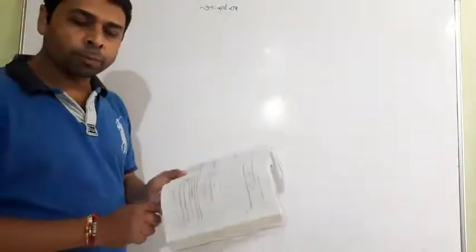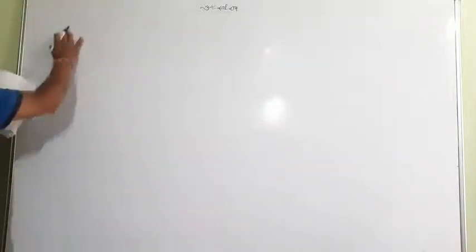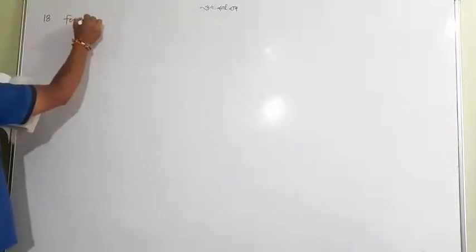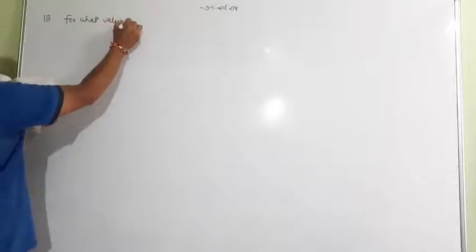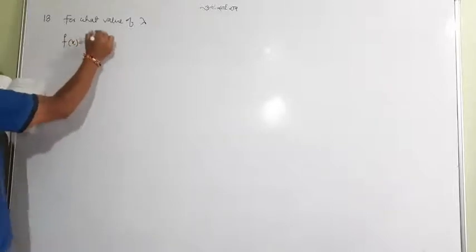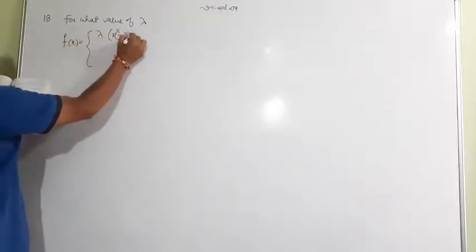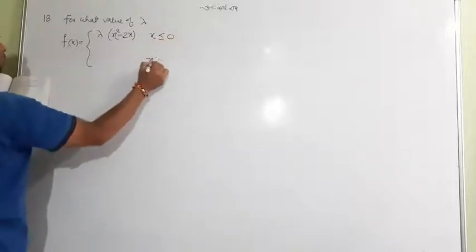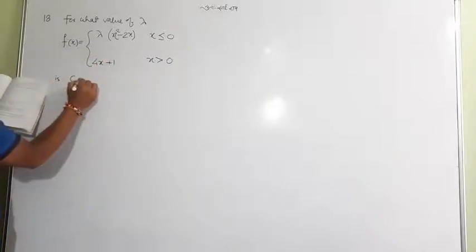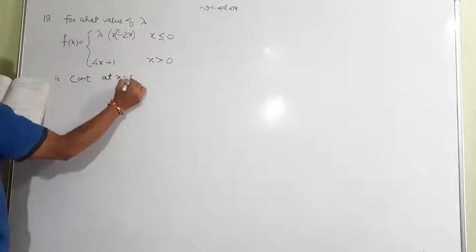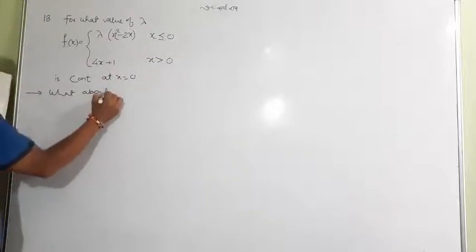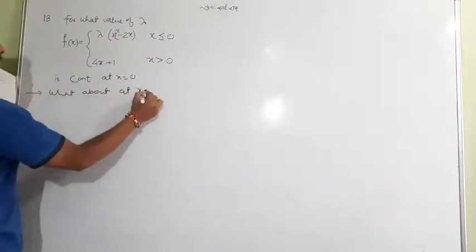Question number 18, from question number 18 we start today. Question 18, what it says: for what value of lambda the function, which is lambda of x square minus 2x and 4x plus 1, is continuous at x equal to 0. And next question, what about the continuity at x equal to 1?